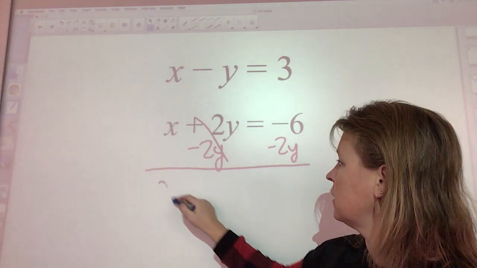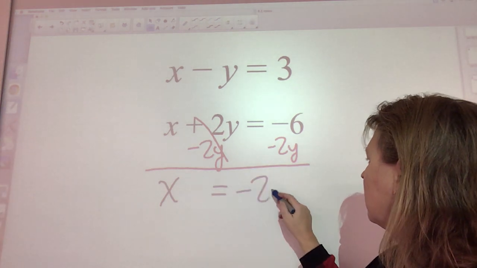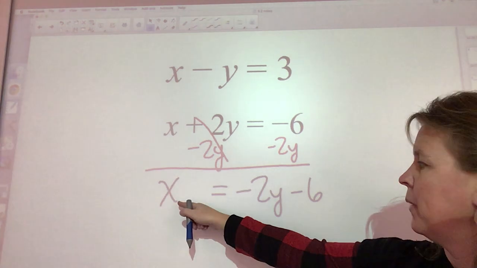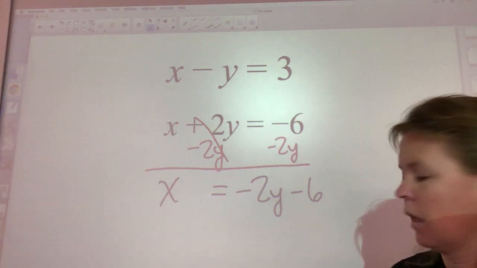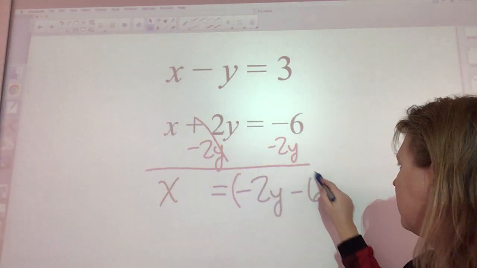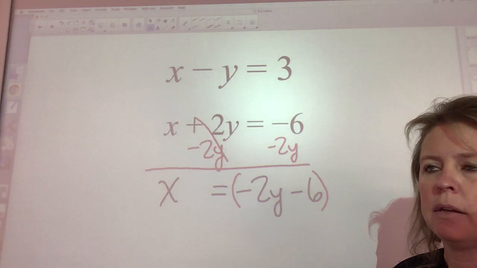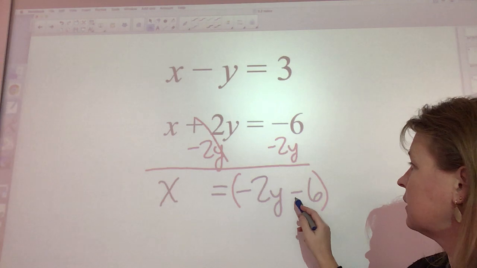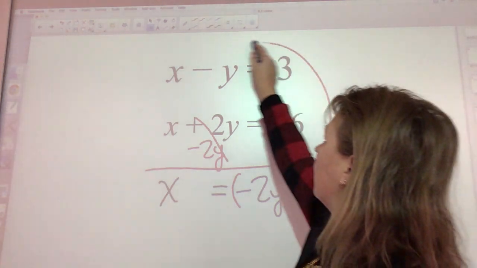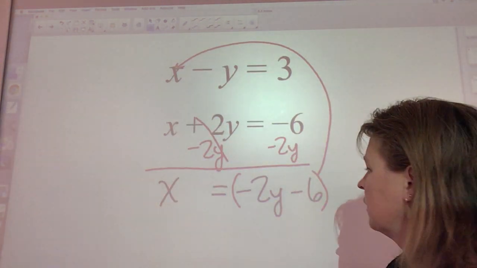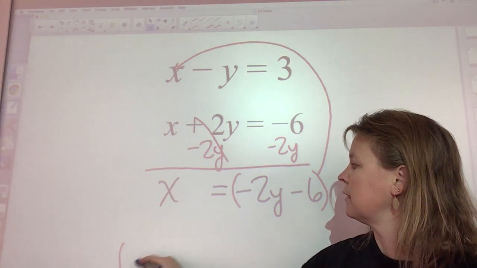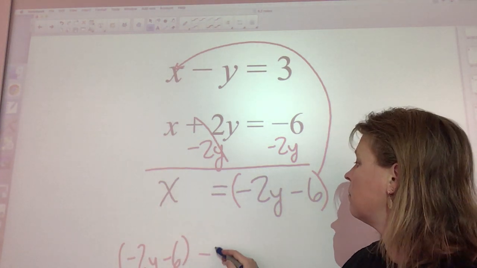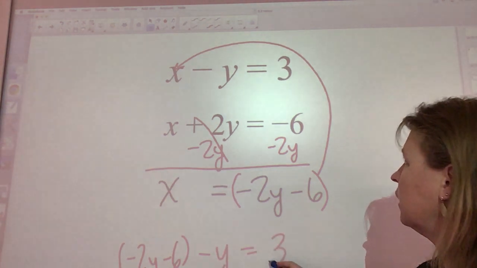So your new equation is x equals -2y minus 6. It's not y equals mx plus b, but your x is isolated. There's your x. Put parentheses around these. Do the work. This -2y minus 6 is going right there, in for that x. Parentheses, -2y minus 6 minus y equals 3.